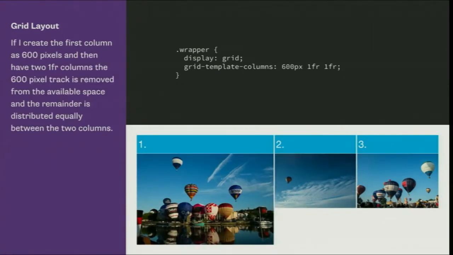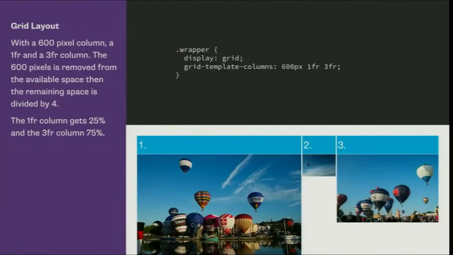So I can change the definition and create one 600 pixel wide column and then two 1 fraction unit columns. So Grid first gives the 600 pixel width column its space. It gives it 600 pixels. And then it divides the remaining space between the other 2 columns, so they each get half of the remaining space. If I change that last column there to 3 fraction units, that remaining space is now divided into 4 and shared between the boxes in proportion.